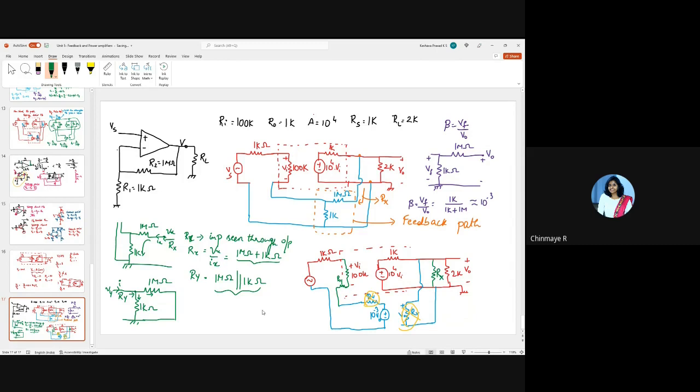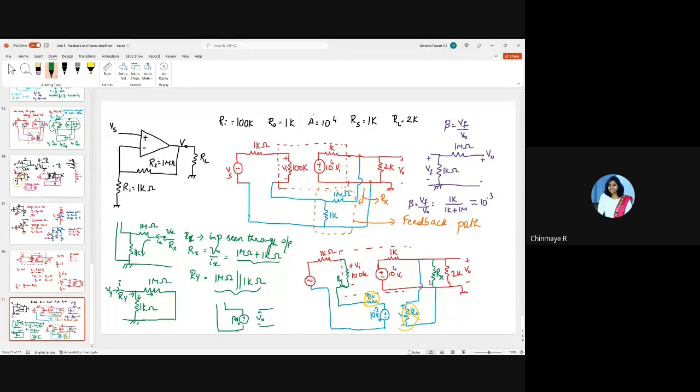So my feedback path will look something like this. You're giving a V naught here, and then you're getting a beta times V naught here, which is going to the amplifier. So now this is going to look ideal, right? Because I'm pushing all the loading part onto the amplifier, trying to make the feedback network ideal. Why am I trying to make the feedback network ideal? Because I can apply these formulas, whatever I've derived for RIF, ROF, only when the feedback network is ideal. We derived all these formulas assuming the feedback network is ideal.